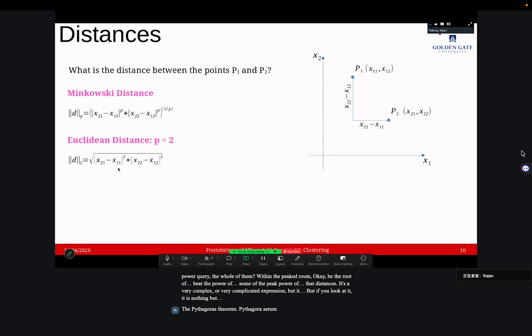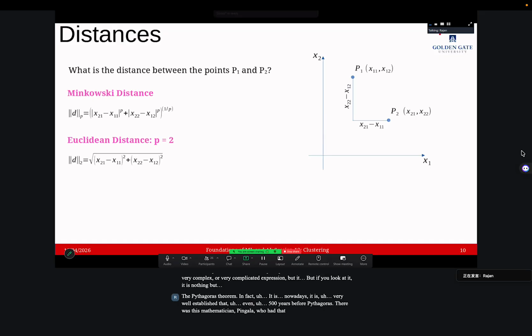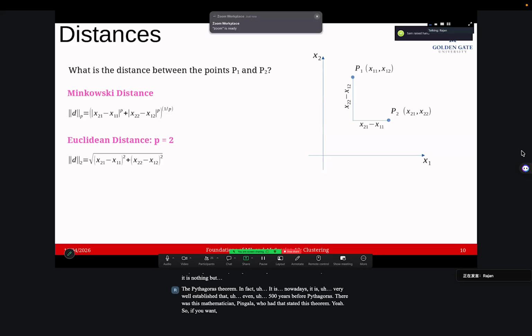In fact, it is nowadays very well established that even 500 years before Pythagoras, there was this mathematician Pingala who had stated this theorem. So if you want, we can call it Pingala theorem also.